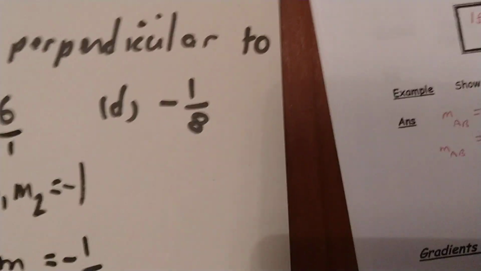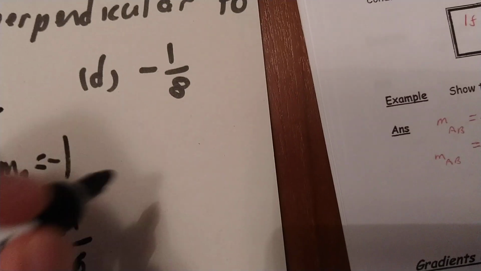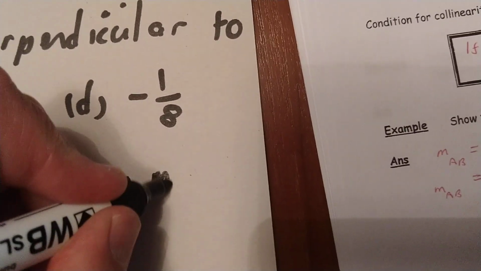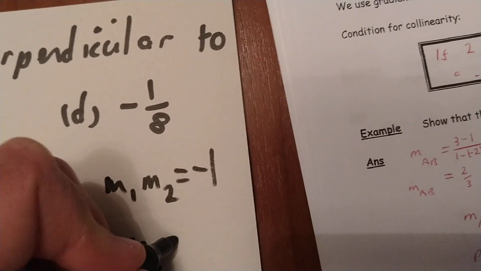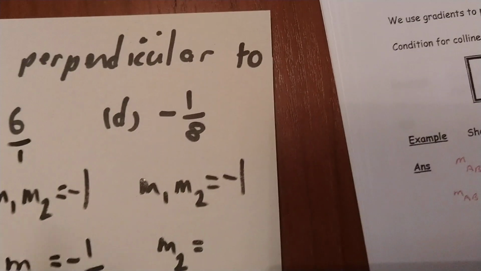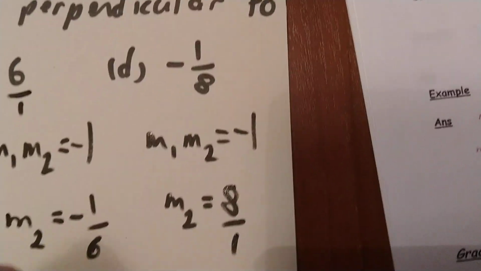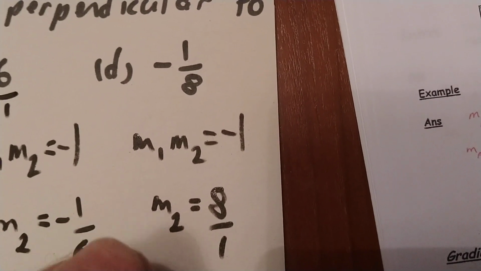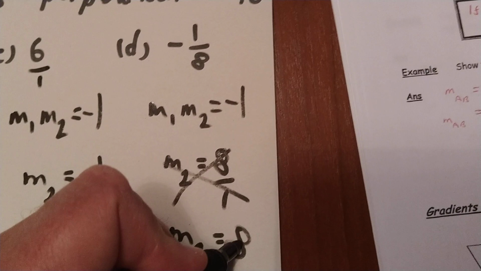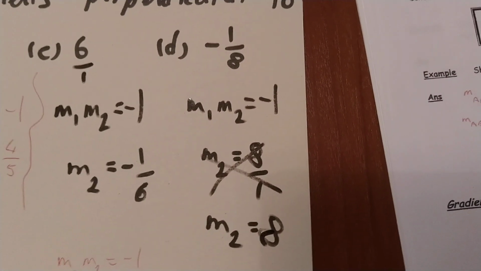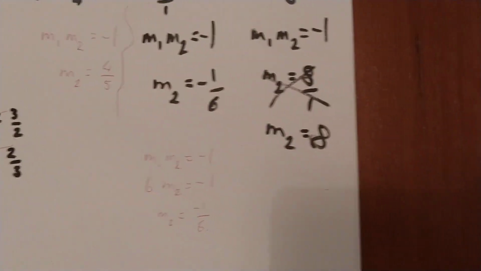And finally, in the same way then, we've got one gradient of minus 1 over 8. Write down the rule. What do I say? So m2, turn it the other way up and swap the sign. Minus 1 over 8 becomes 8 over 1. But I don't need to write that because 8 over 1 is simply 8. So I've got my second gradient. Again, I suggest you write these down for yourself, try them out, and check the video again if you need to.